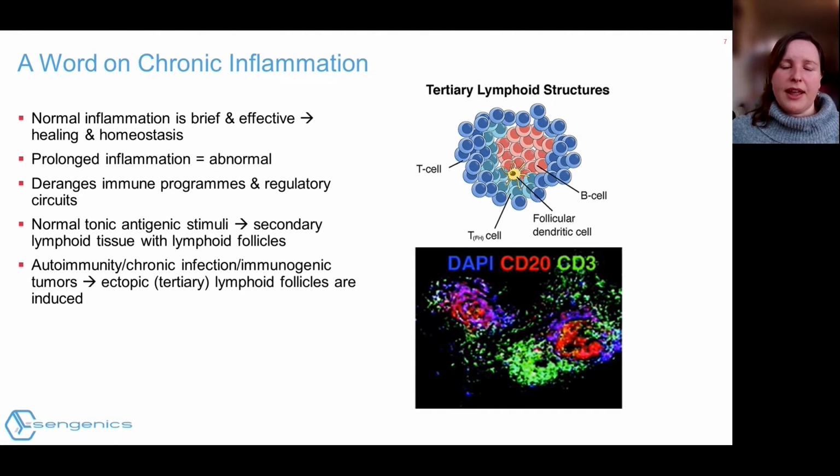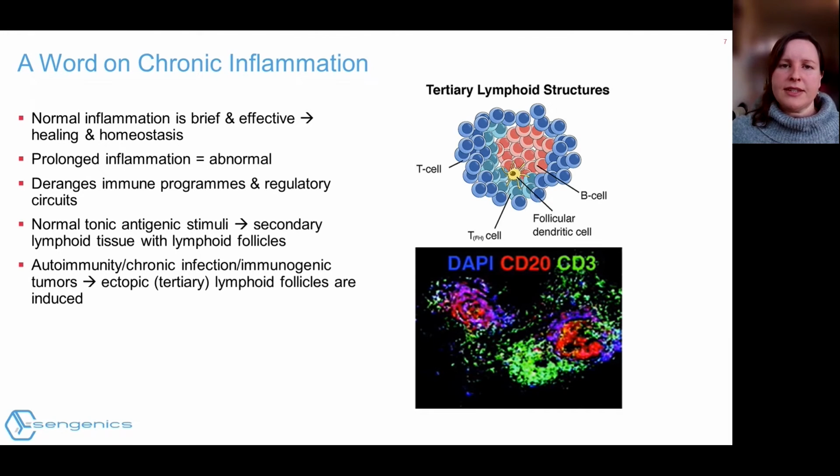By that definition, any prolonged or chronic inflammation is abnormal and will ultimately derange the immune subroutines and their regulatory circuits. And that includes the type of chronic inflammation that occurs in a cancer setting. Having said that, there are some tissues which experience chronic or tonic antigen stimulation in a normal setting. And these include things like your mucosal membranes as well as your skin.